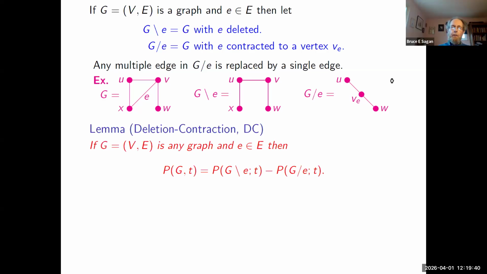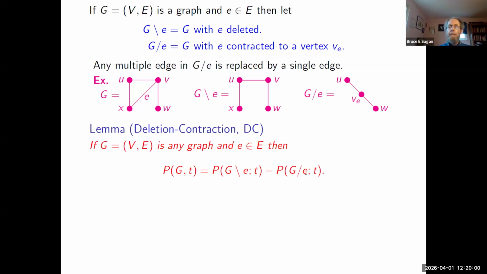Well, here's the deletion contraction or DC lemma. Take any graph, take any edge, then the chromatic polynomial of the original graph is the chromatic polynomial of G with E deleted minus the chromatic polynomial of G with E contracted.